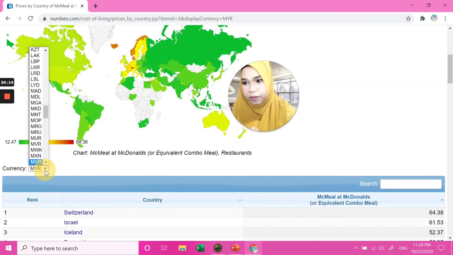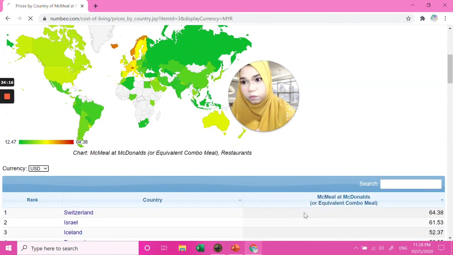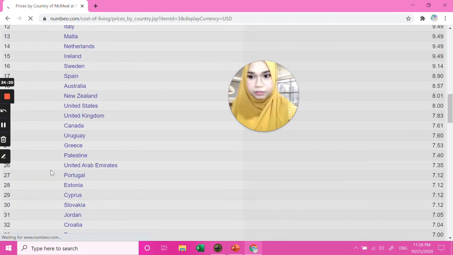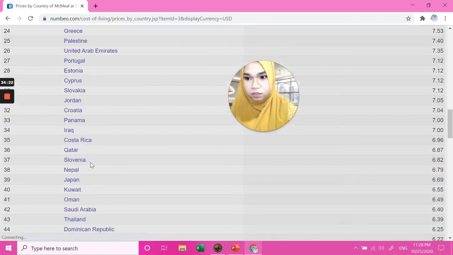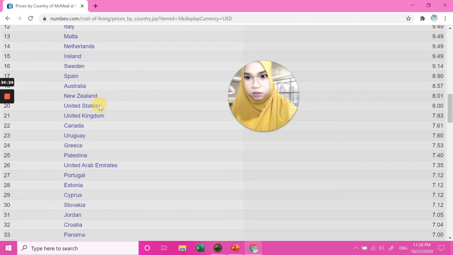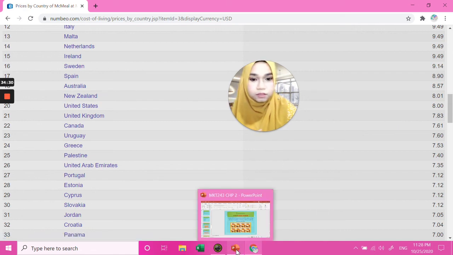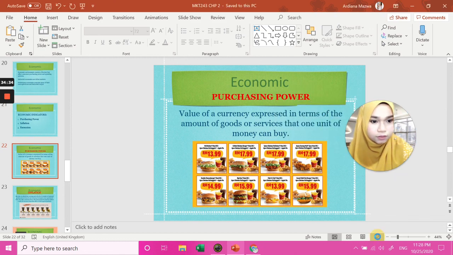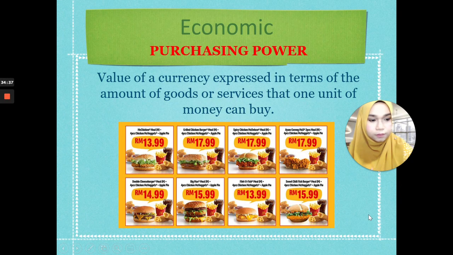Let me change back this one to US dollar. Okay, United States, here $8, right? Okay, so that is about purchasing power.